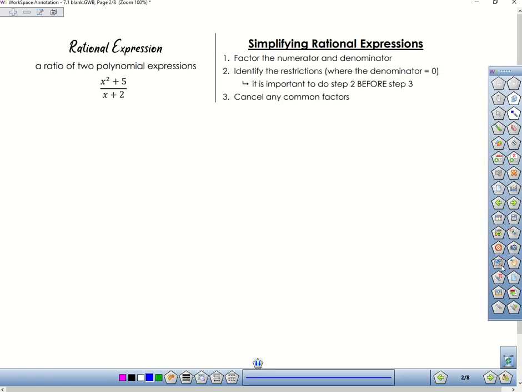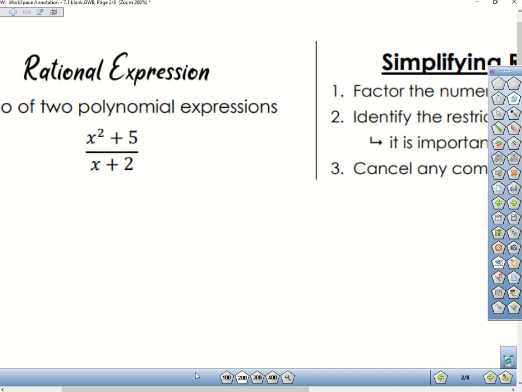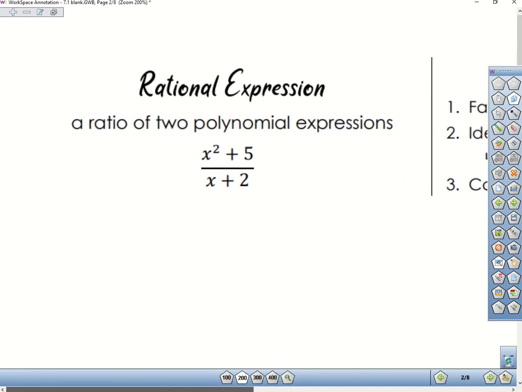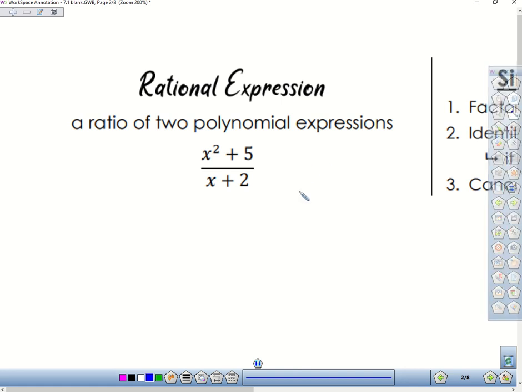So let's talk about what a rational expression is. When we say a rational expression, what I mean is it's just a ratio of two polynomial expressions. So basically a fraction with a polynomial in the numerator and the denominator. Okay? And the reason that we call these rational expressions is because they have restrictions. Because x can't be everything, because we can't have 0 in the denominator. So these problems have restrictions.